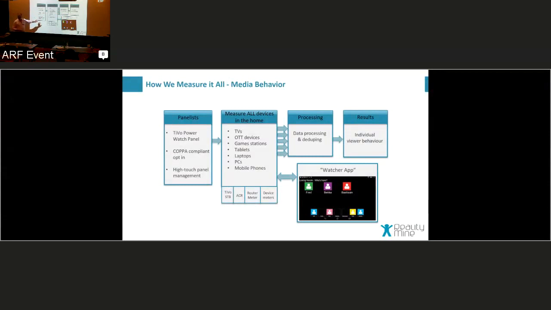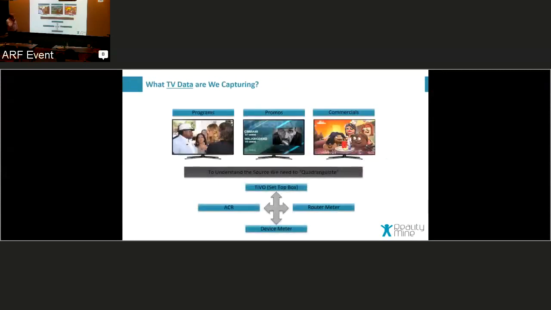And it is still far from a perfect thing. But this is the kind of thing you have to do to actually be able to paint this whole picture. Just within TV itself, you don't even have just programming; here we've got promos and commercials as well. To figure out what someone's watching on television, forget any other device, we need to take the set-top box data, audio content recognition, and what's coming in from the router meter and the devices, all of those things together, to figure out where this television program is coming from.